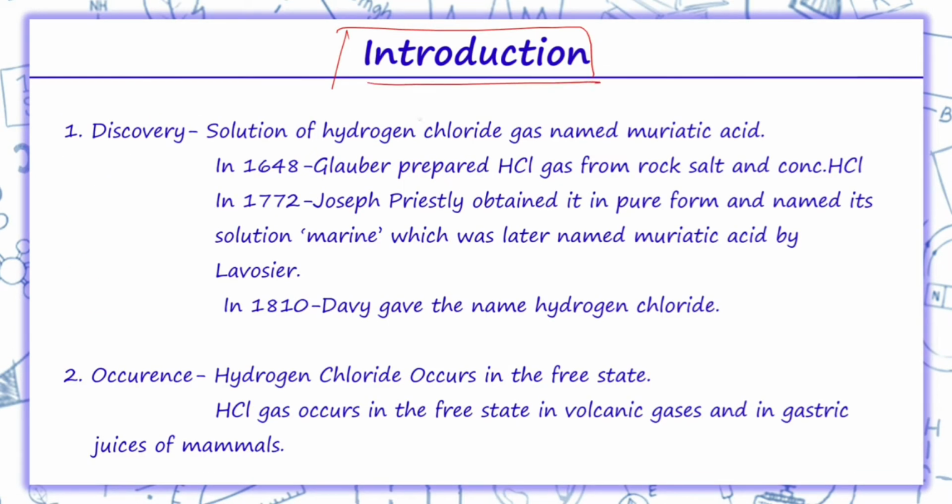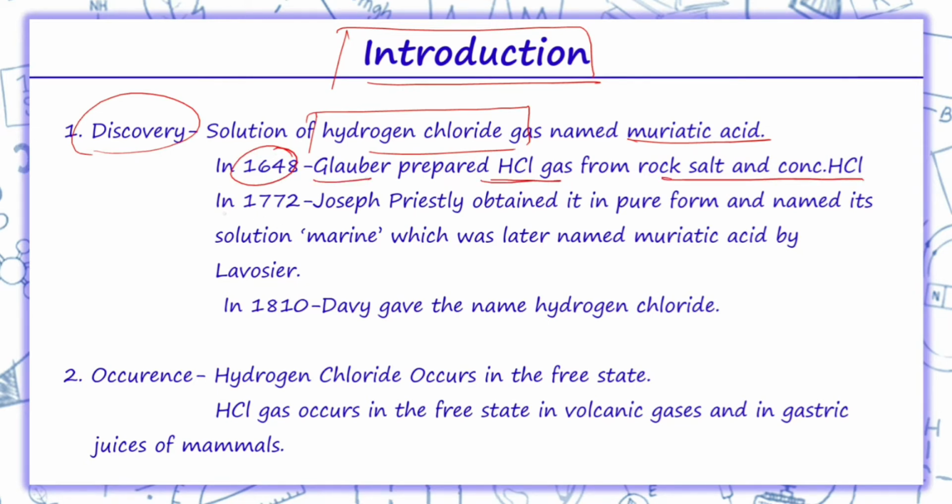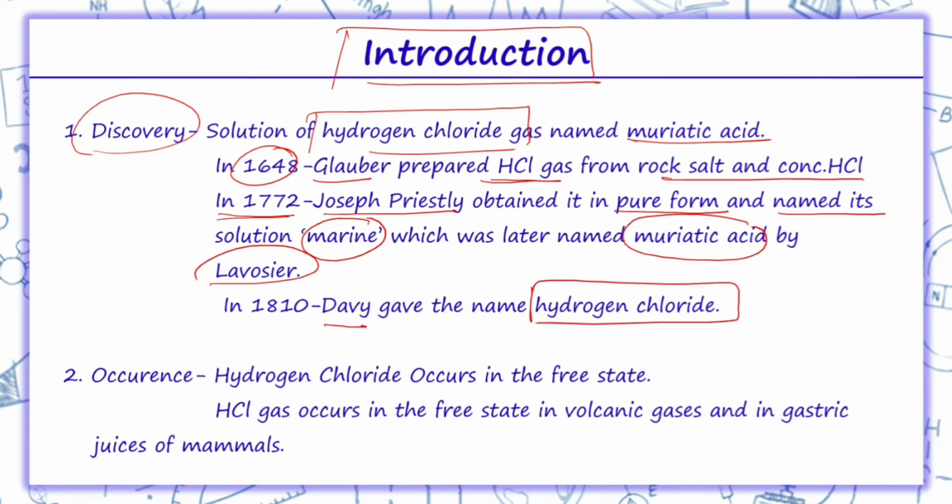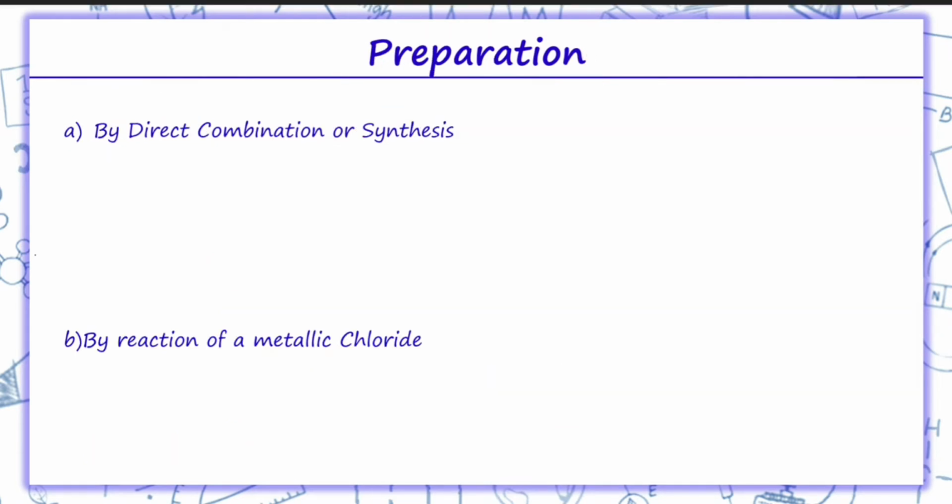Introduction of HCl gas. So how was it discovered? This HCl gas was named muriatic acid. In 1648, Glauber prepared HCl gas from rock salt and concentrated H2SO4. In 1772, Joseph Priestley obtained it in pure form and named its solution marine acid, which was later named muriatic acid by Lavoisier. In 1810, Davy gave the name hydrogen chloride. This HCl gas occurs in the free state in volcanic gases and in gastric juices of mammals.